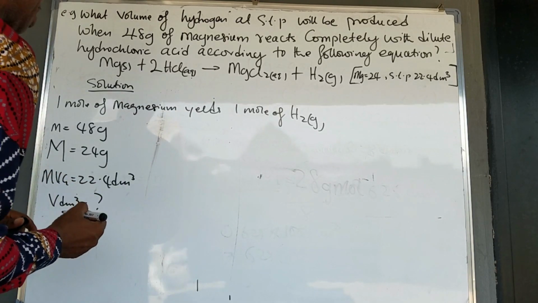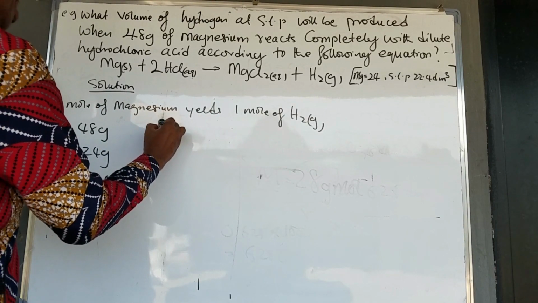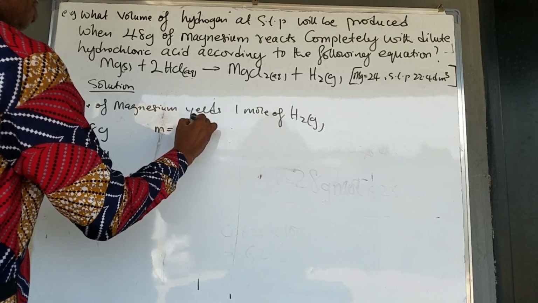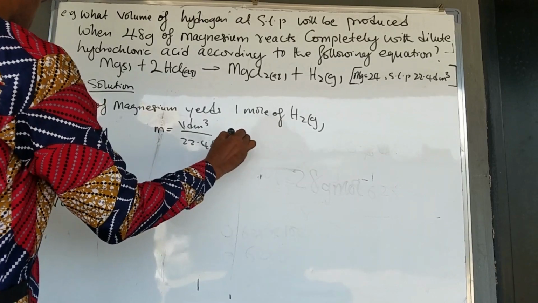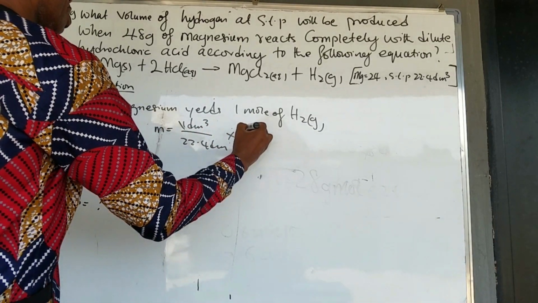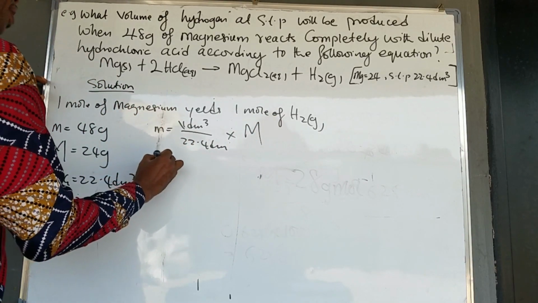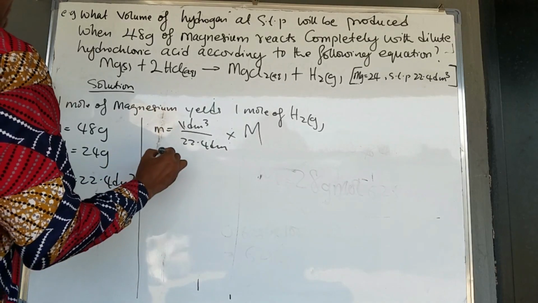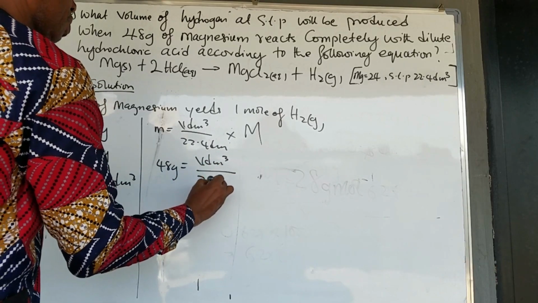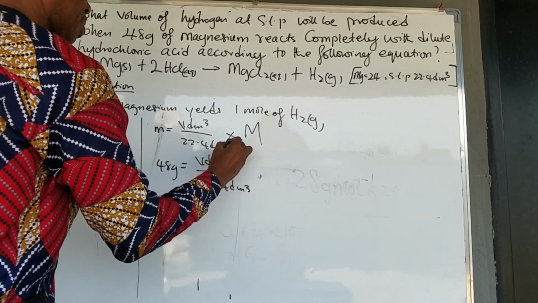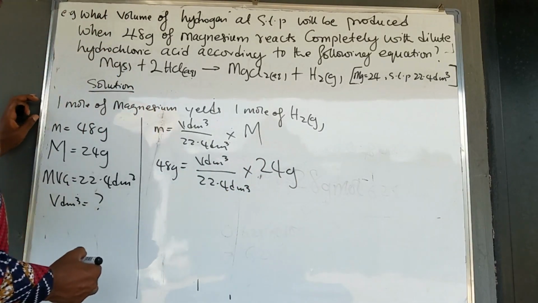So like I told you, there's a magic formula. When we look at it, you know that small m is given to you. There's no need of wasting much time. You just write it. Small m is equal to the volume over the standard volume of gas, 22.4 dm³, times the molar mass, which is actually the big M. So let me now fix the values. We have 48 gram is equal to V dm³ all over 22.4 dm³ times the big M, which we know is actually 24 grams.